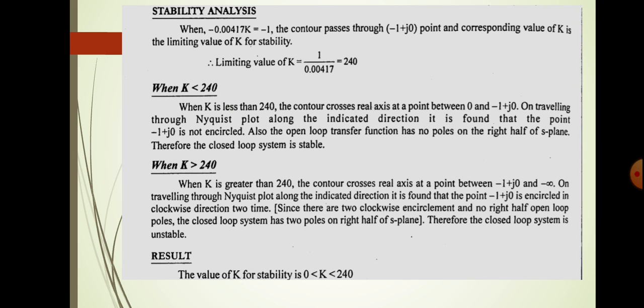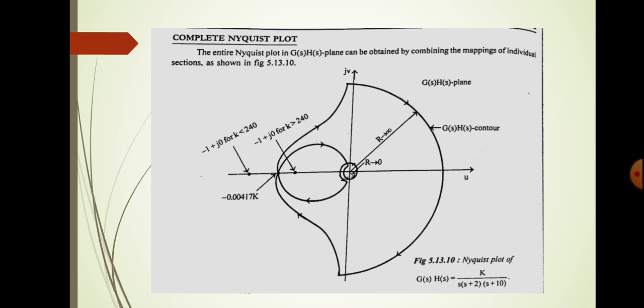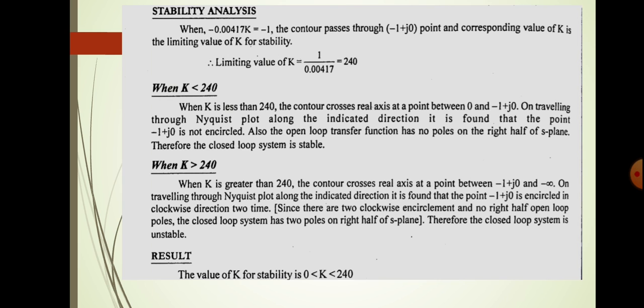So this happens when k is less than 240. When k is less than 240, this quantity will be shifted closer to the origin. That means the contour crosses the real axis at a point between 0 and minus 1 plus 0j, so there is no encirclement of this point by the curve, and there are no poles in the right half of the S-plane. So we can say that the system will be stable. Then what happens when k is greater than 240?